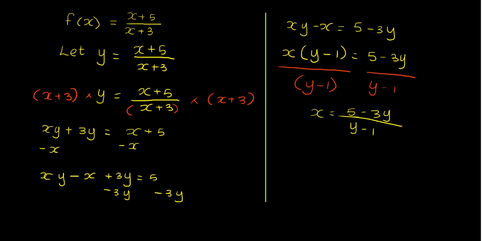So the inverse function of x can be written as 5 minus 3x over x minus 1. Okay, so this is a short video on a few questions of inverse functions.